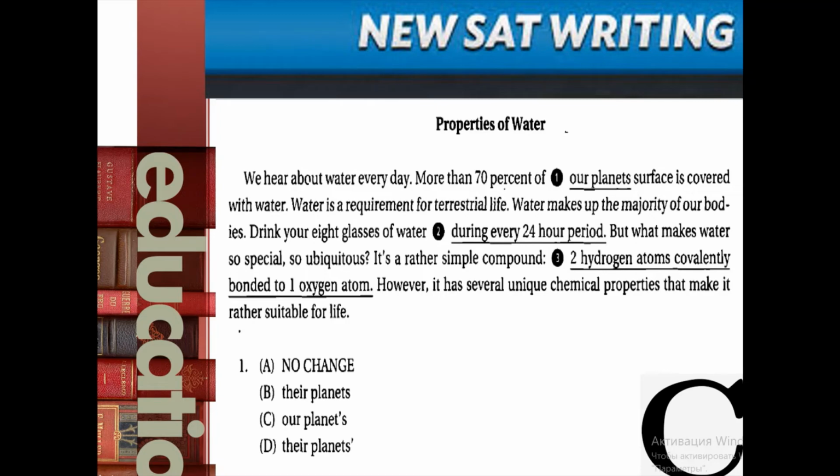Our planets. So that leaves you with choice C as the correct answer. It properly uses "our" to be consistent with the previous sentence, and "planets" to demonstrate that the singular planet possesses the surface. Here it is, the grammar rule. So pay particular attention to that.